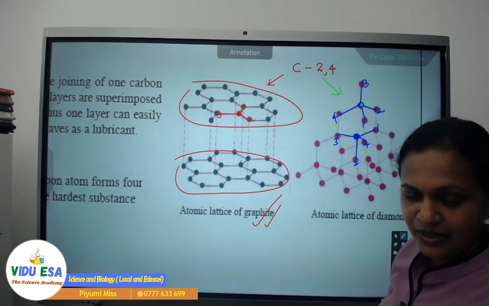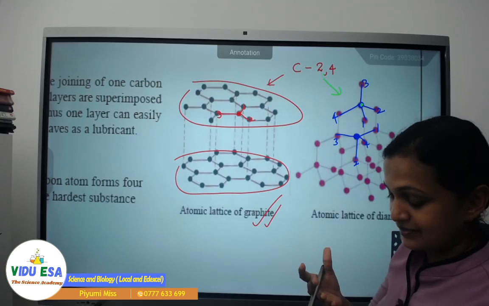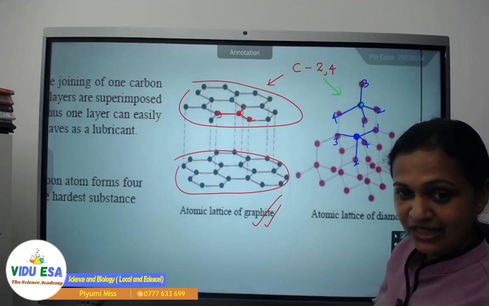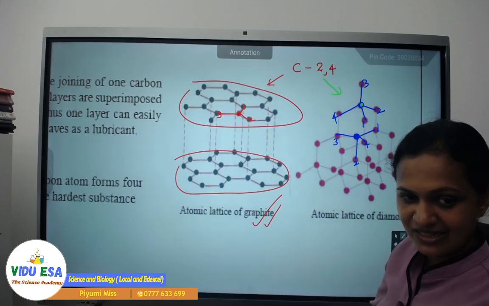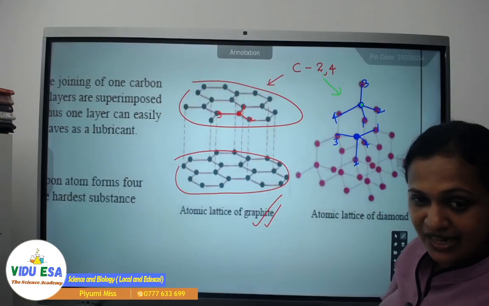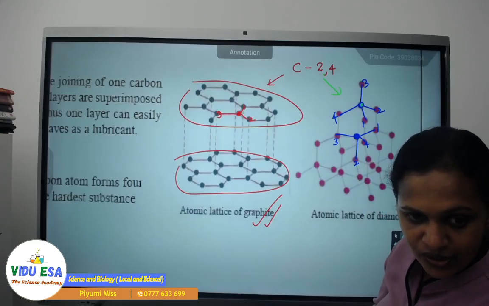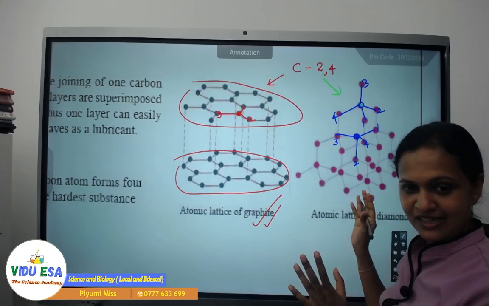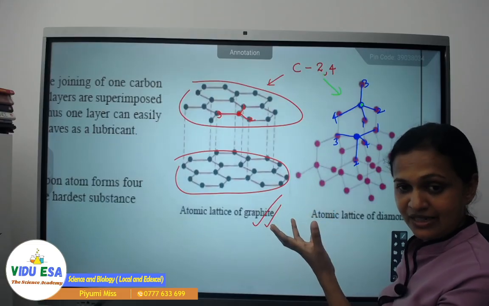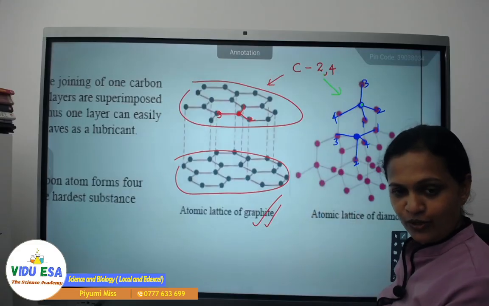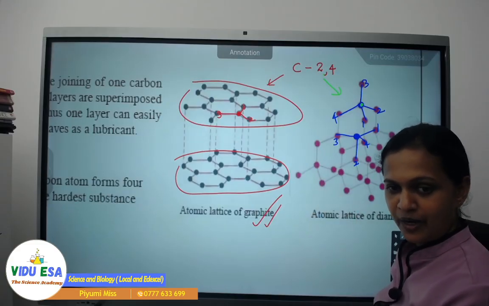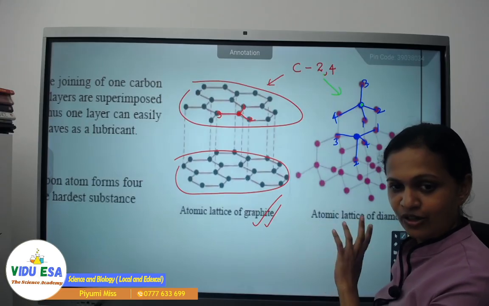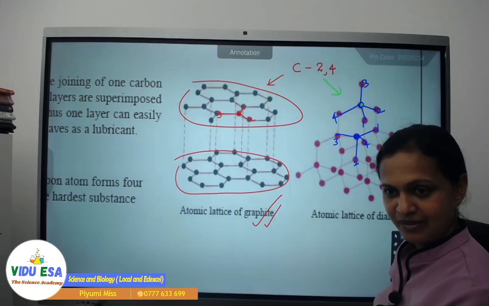It is considered to be one of the substances with the highest density. It is the hardest substance. The reason is this: it makes an atomic lattice in which all the 4 electrons have taken part in chemical bonding. Same atom, same element, carbon, but 2 allotropic forms. They have totally different properties because of the arrangement of the atoms in the atomic lattice.